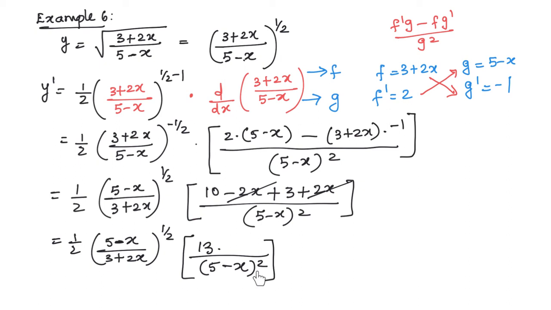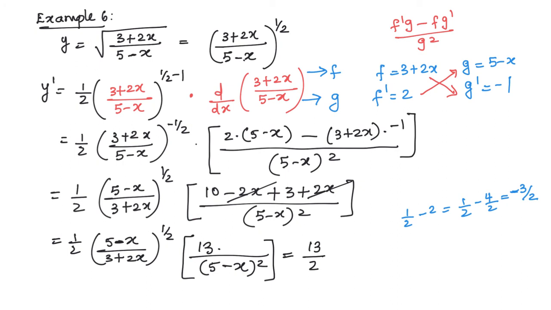While dividing, subtract the exponent. The exponent half minus 2, that is half minus 4 divided by 2, that is negative 3 over 2. So if I move this term 5 minus x to the denominator, the exponent will be positive. Instead of negative 3 over 2 as an exponent, we will have positive 3 over 2 as the exponent. So the answer will be 13 over 2. 13 is this number and 2.